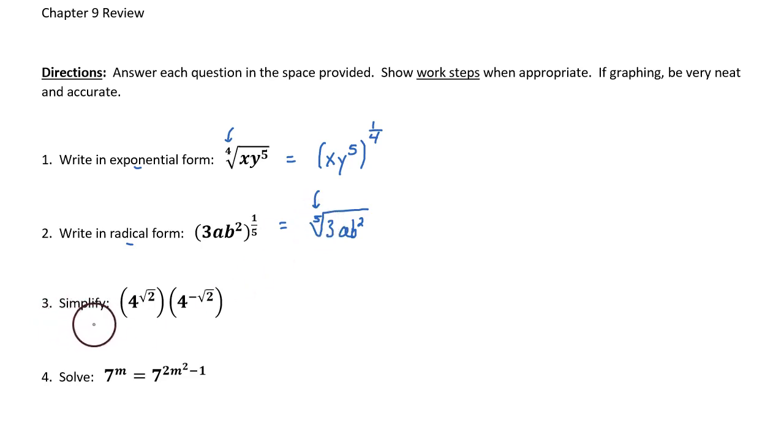Number 3, we're asked to simplify this. This is a multiplication problem, and these have the same base. So we learned the rule in an earlier chapter. To multiply powers with the same base, write the base, and then add together the exponents. The square root of 2 plus the negative square root of 2. That happens to make a 0 up there. And any number except 0 raised to the 0 power is equal to 1.